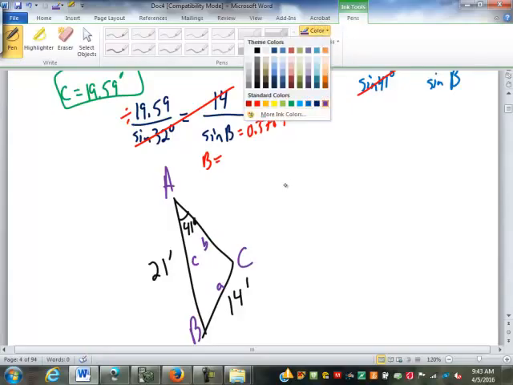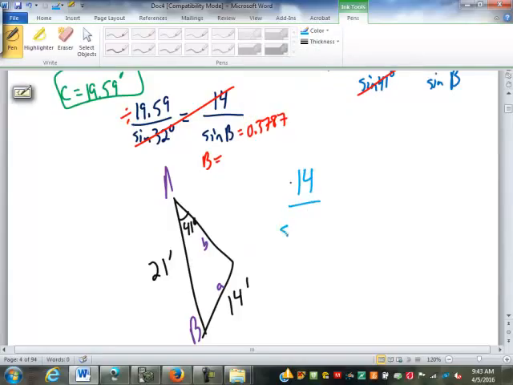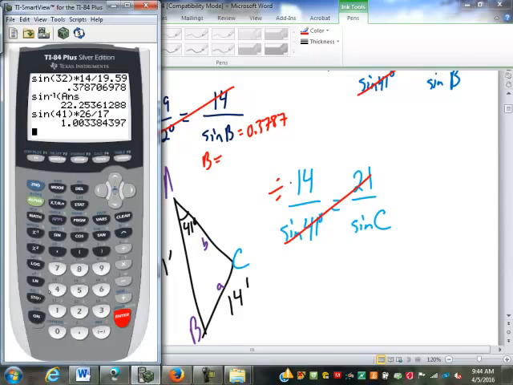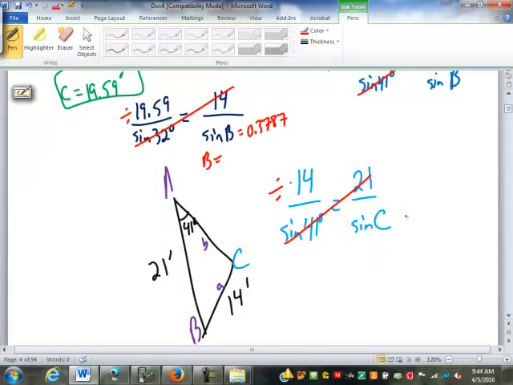So now we're going to have 14 over the sine of 41 degrees equals 21 over the sine of, that's angle C there. So we'll cross multiply and divide to find the sine of C. So sine of 41 times 21 divided by 14 is 0.9841.